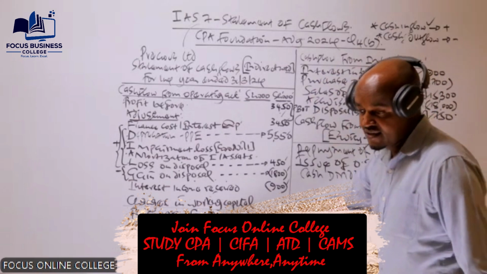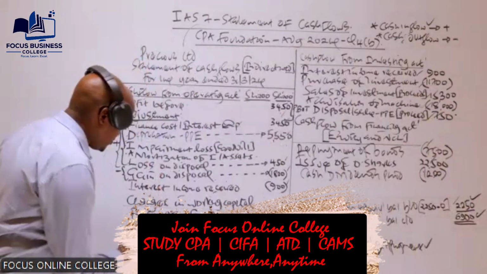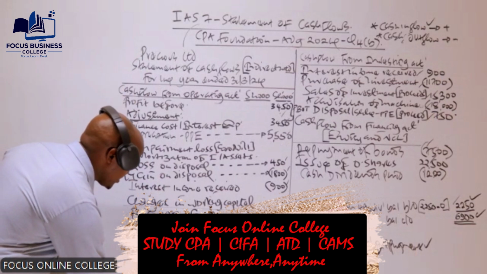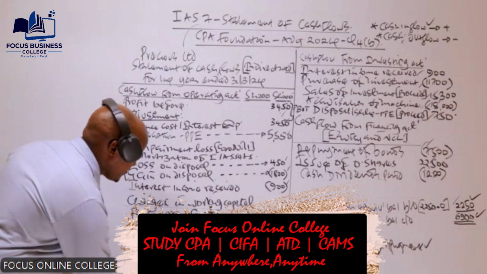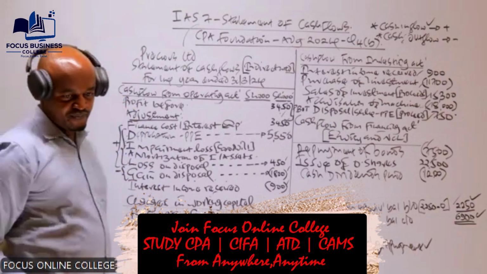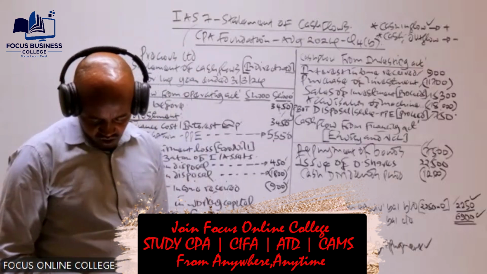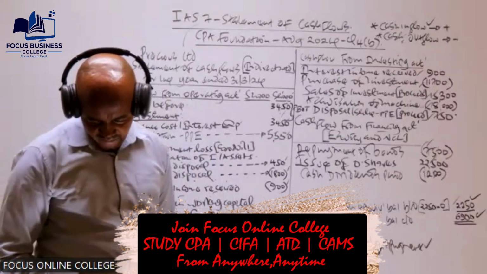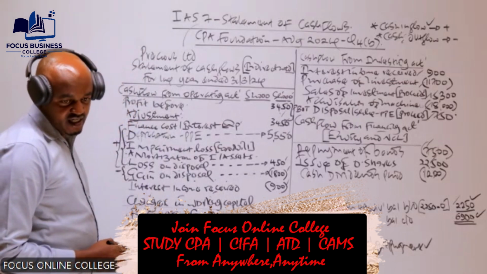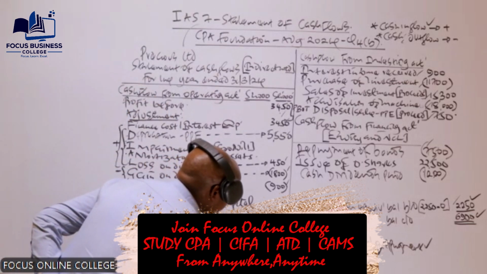Are we together? Because this is one of the items most students will not consider here. Prepayment, as I've said, is the same as other receivables. We are going to use the same formula: opening minus closing, the same as with receivables. So can you do that? Opening minus closing, what are you getting? That is giving us negative 600.